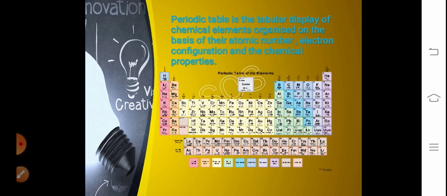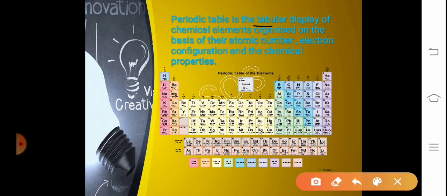The periodic table is a tabular display. Periodic table is a display of a table. It's a tabular display of what? What are we going to see in this display? We are going to see the display of the chemical elements, and these chemical elements are organized on the basis of their atomic number.